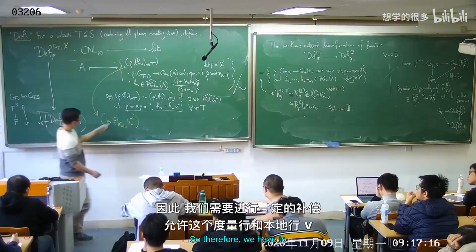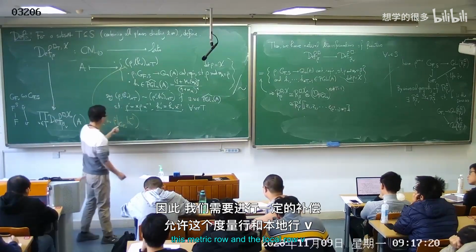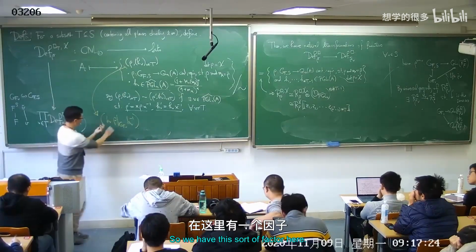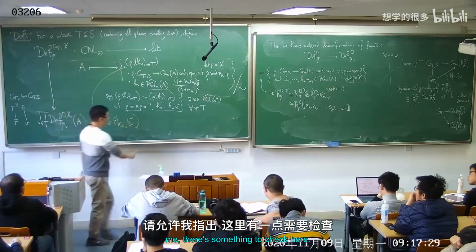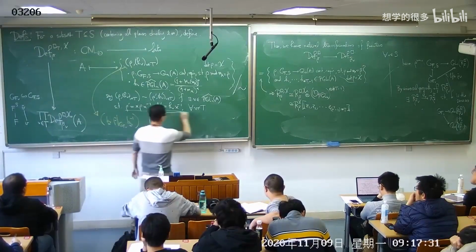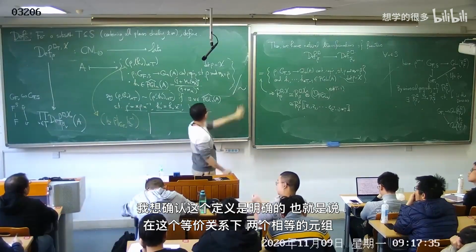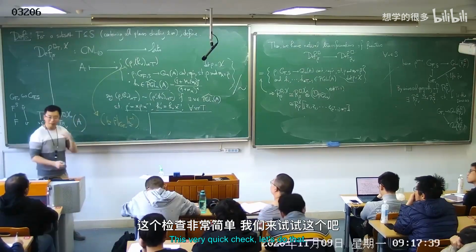So therefore, we have to compensate by allowing this matrix rho and the local rho V to differ by something. So we have this factor here. And there's something to check here. I want to check this is well-defined. Namely, under this equivalence, two equivalent tuples will be sent to the same thing. Okay, this is a very quick check.